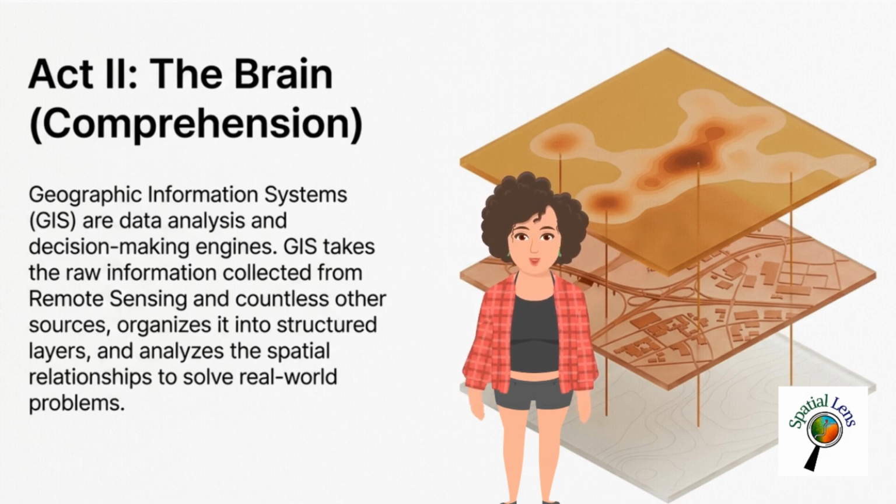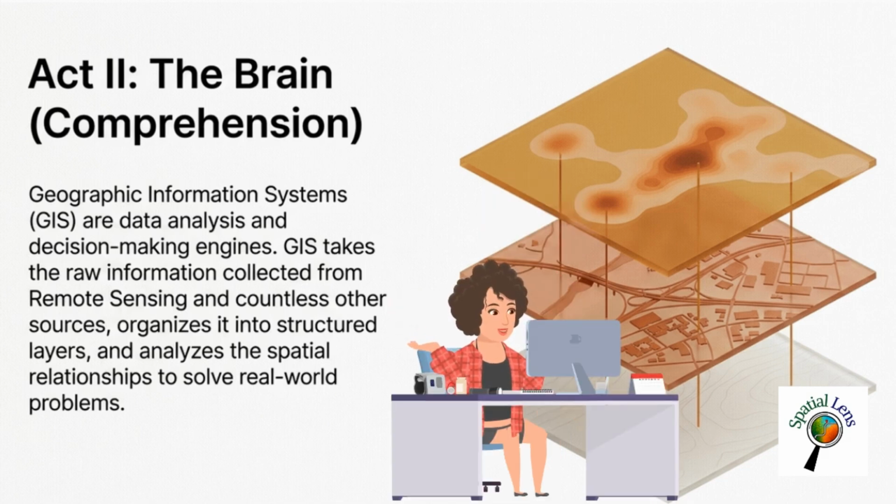GIS stands for Geographic Information System. It is a computer-based system used to collect, store, organize, manage, analyze, and visualize geographic data.